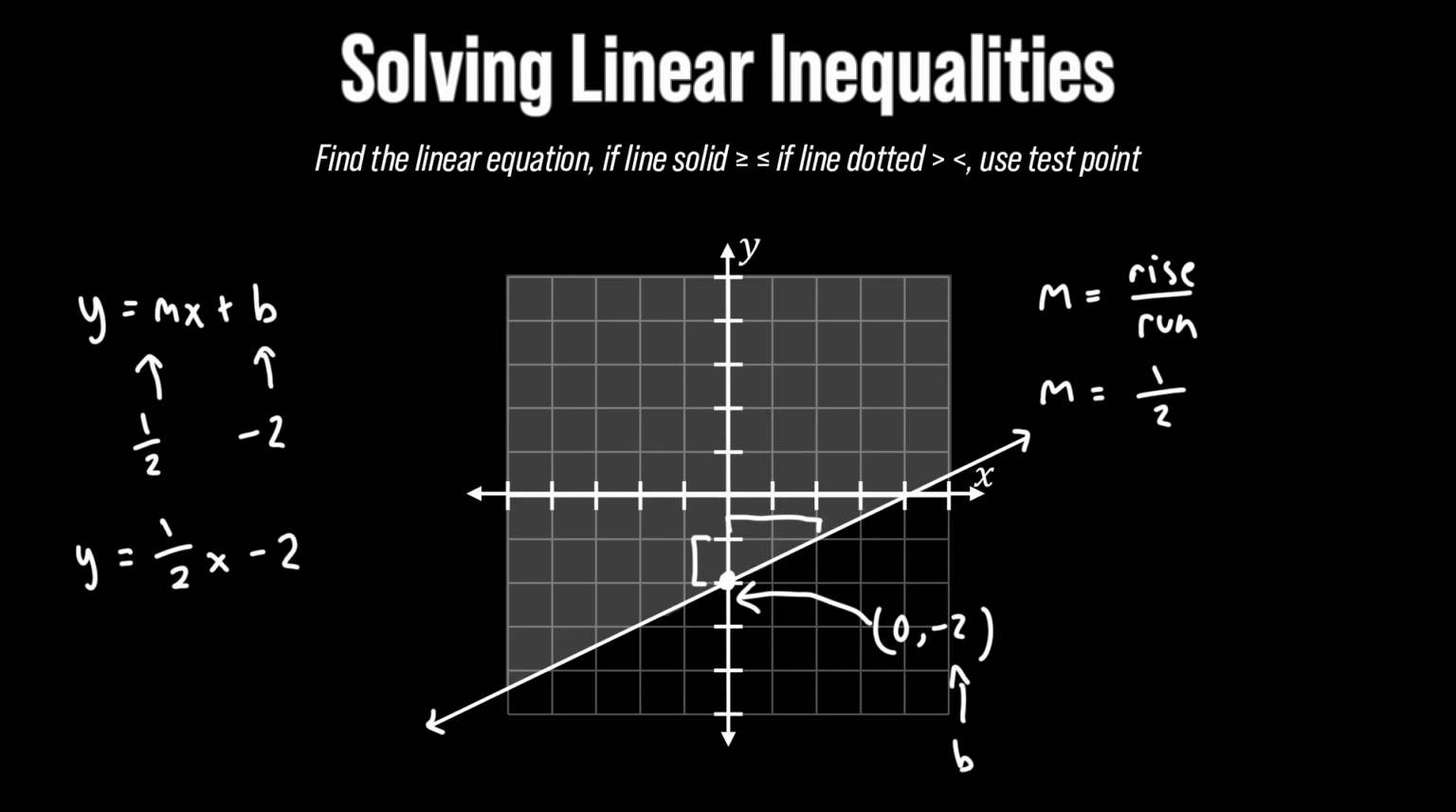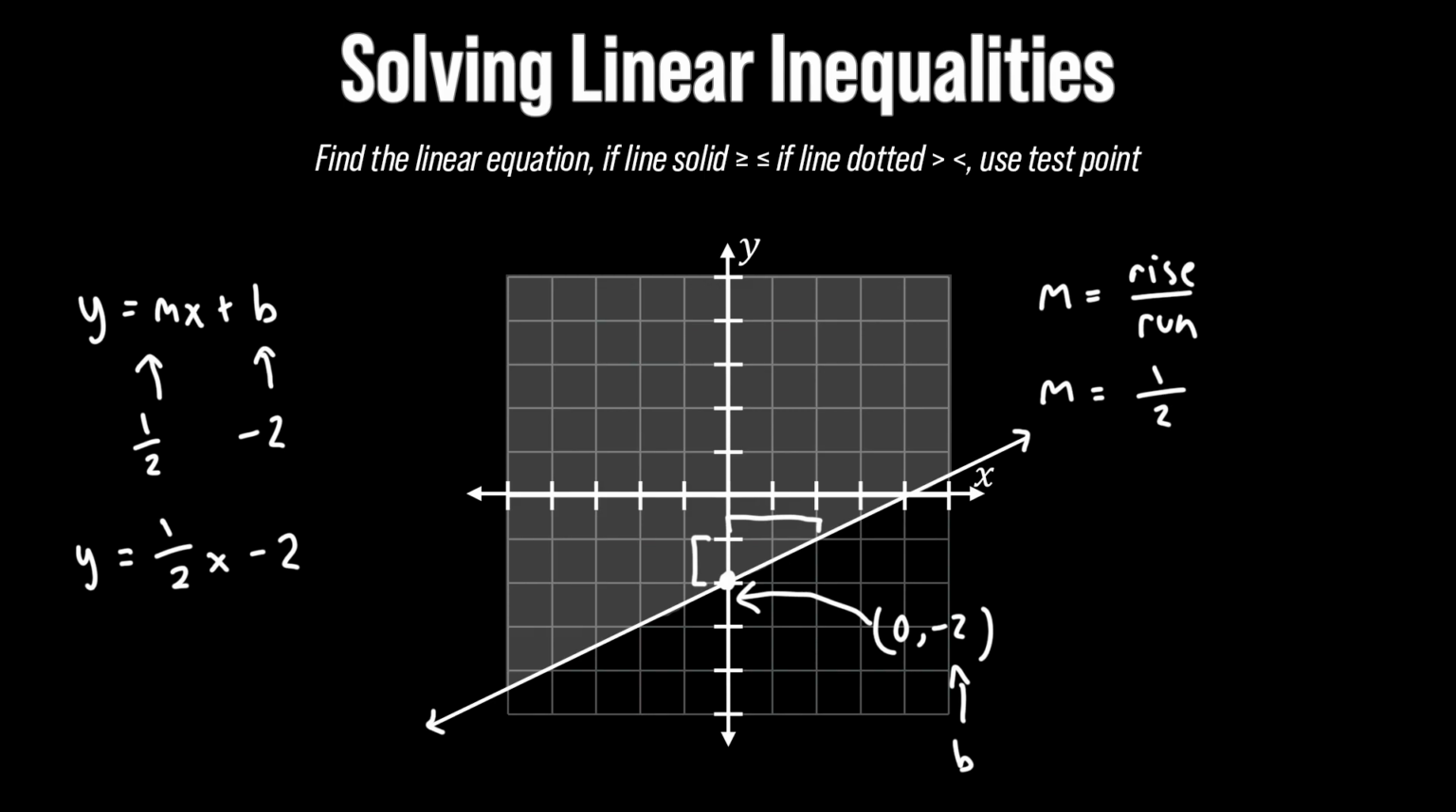Now, one last step. We're talking about linear inequalities, so we can't use the equal sign. We have to use either the greater than symbol, the less than symbol, the greater than or equals to, or the less than or equals to. Now, the line is solid, so we know that we're going to use one of these two. If the line was dotted instead, we would use one of these two.